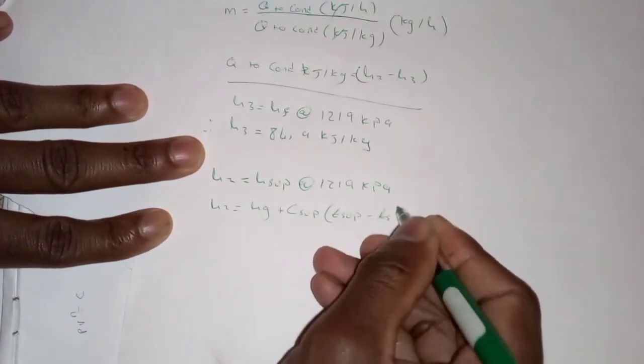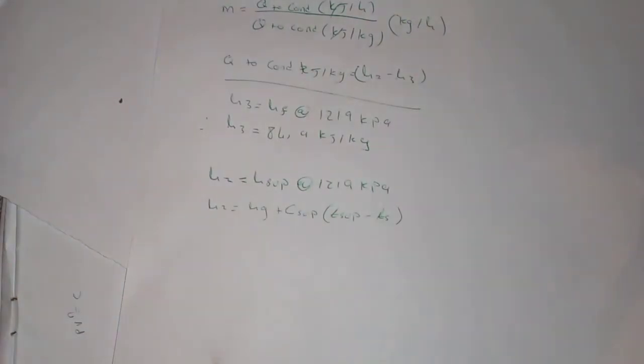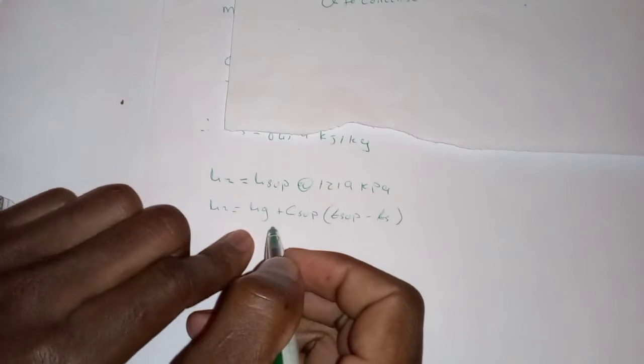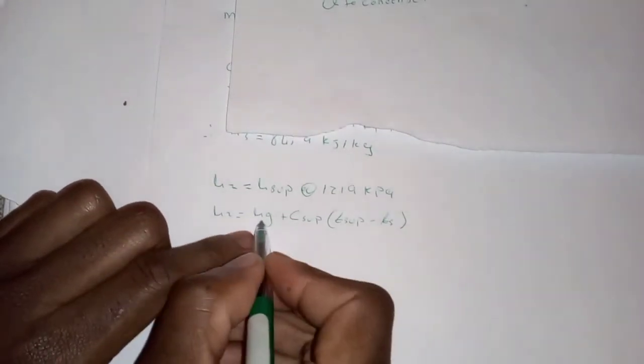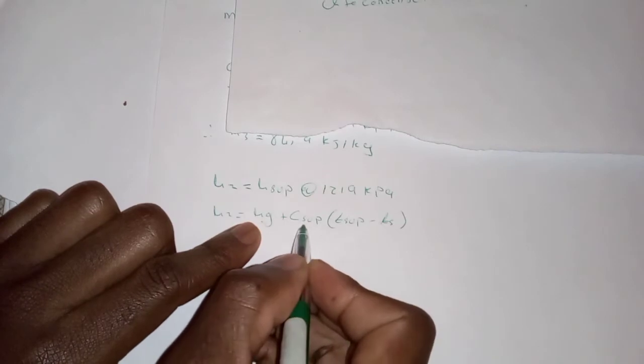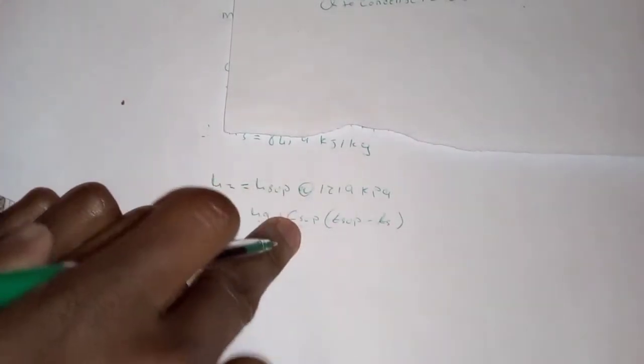times, in brackets, T_sup minus the saturation temperature. So let's look at the information that we need to calculate for H2. Do we have this? Yes, this will be given on our table. Specific heat capacity, we do not have. Before we can even carry on, we can see that we do not have the specific heat capacity. Which formula can we use that will enable us to calculate the specific heat capacity? And then after, come and put it back here so that we can get our H2.